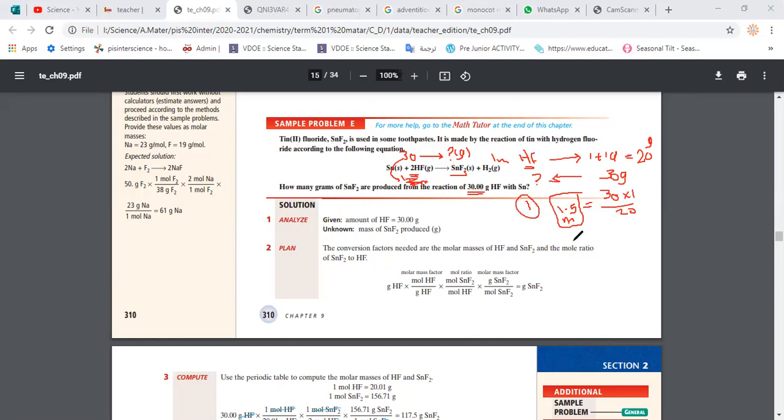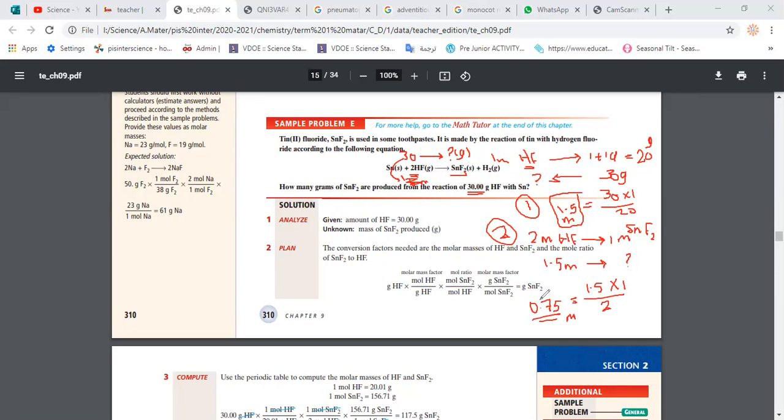Step number 2, we should use the mole ratio in the equation. 2 moles of hydrogen fluoride produce how many moles of tin fluoride? 1 mole. So what about 1.5 moles, which is represented by the 30 grams? Cross multiplication: 1.5 multiplied by 1, divided by 2, equals 0.75 mole. So the amount of tin fluoride produced from 1.5 moles of hydrogen fluoride is 0.75 mole.